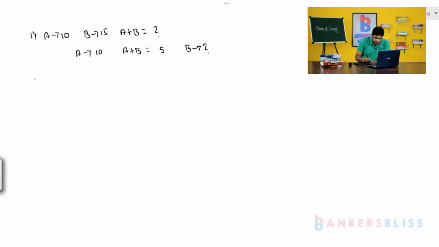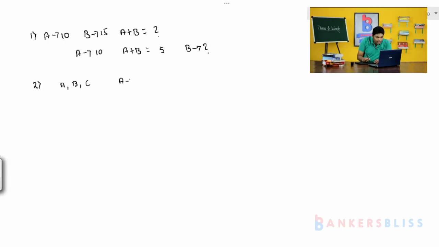Second variety, it relates to 3 members, A, B, C. So A takes some 10 days, B takes some 15 days and C takes 20 days. If all of them work together, A plus B plus C, then how many days do they take to complete the task? That is one thing.